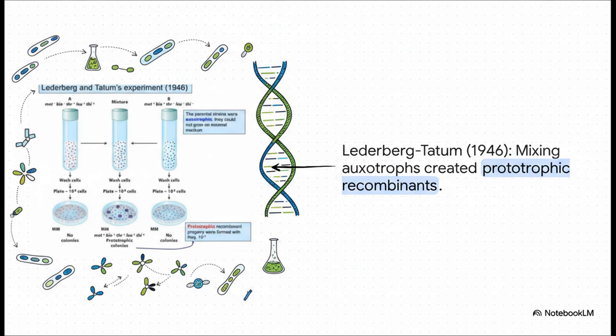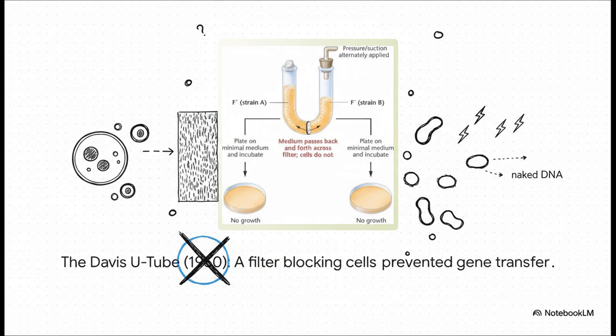These new cells were prototrophs. They had somehow regained the ability to grow. The only possible explanation was that the two strains had exchanged genetic material. But how did that exchange happen? Could it have just been transformation? To figure this out, Bernard Davis designed this absolutely elegant U-tube experiment.